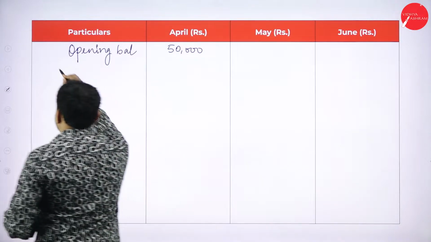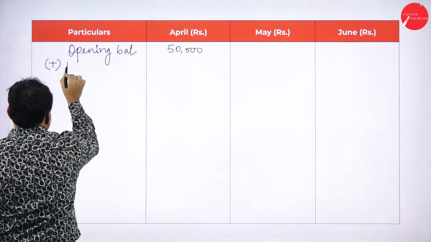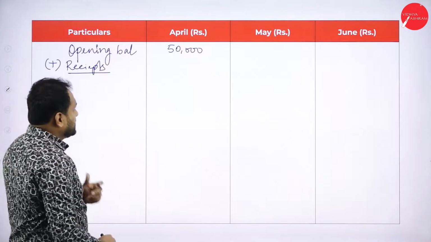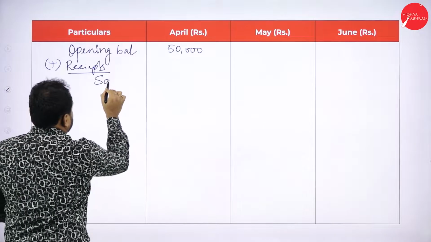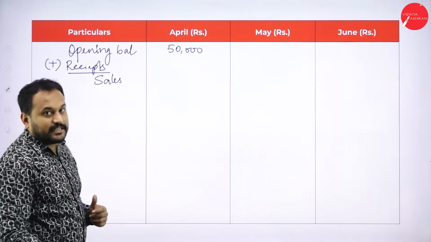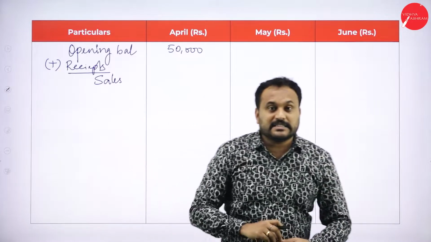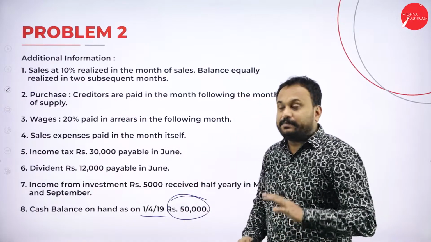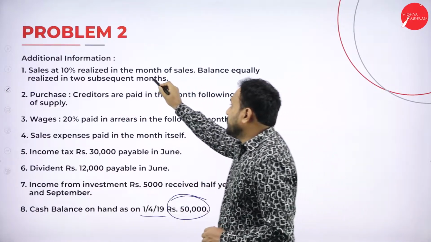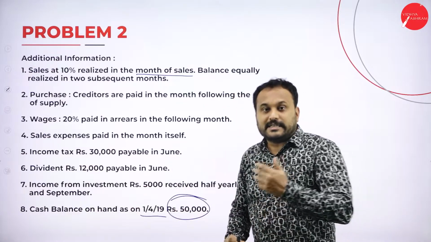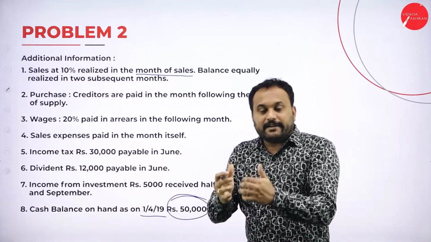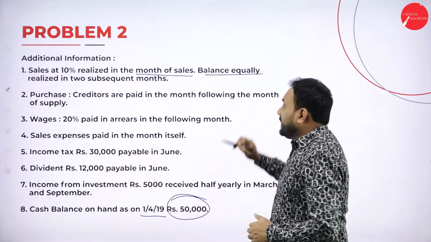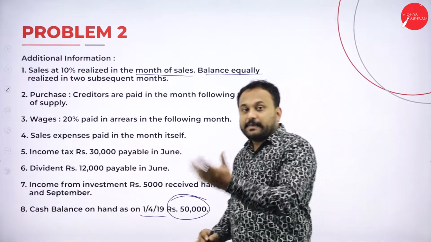The first entry here is what? We should add receipts. When we go with the receipt, the first entry is sales. Now we need to check the sales adjustments. Here we have the sales adjustment, that is sales 10% realized in the month of sale. So when I have sold something, 10% of that amount I will take in that particular month itself. But the balance is equally realized, whatever is remaining, that is 90%.